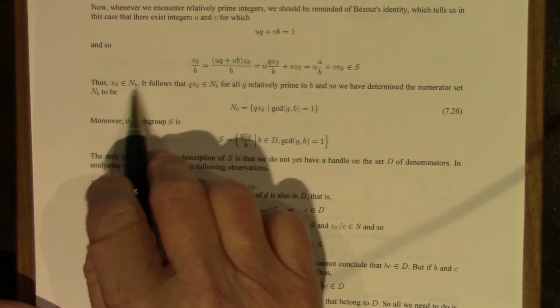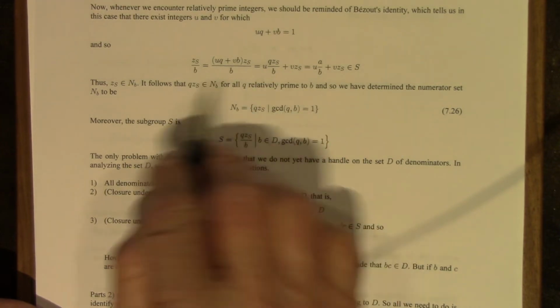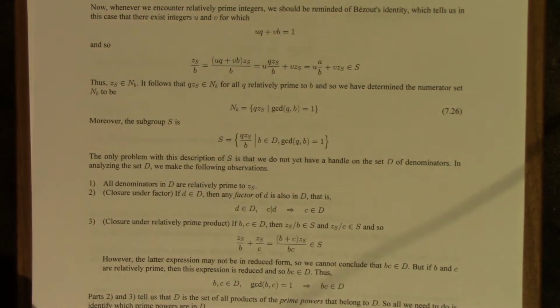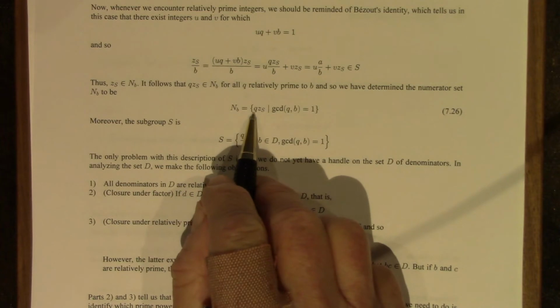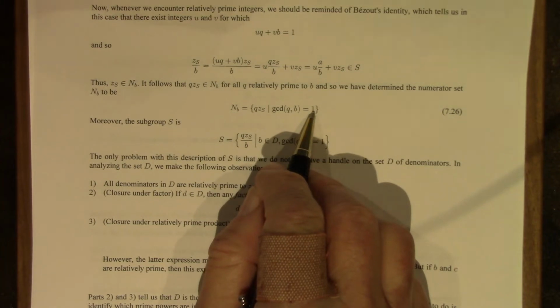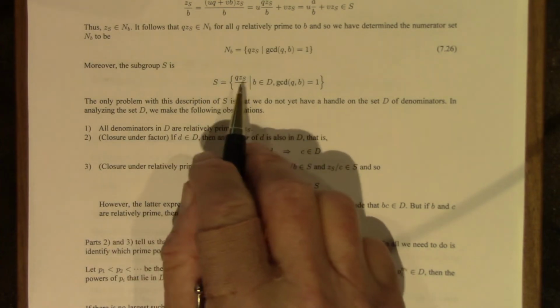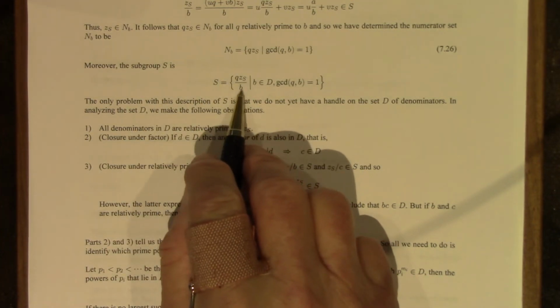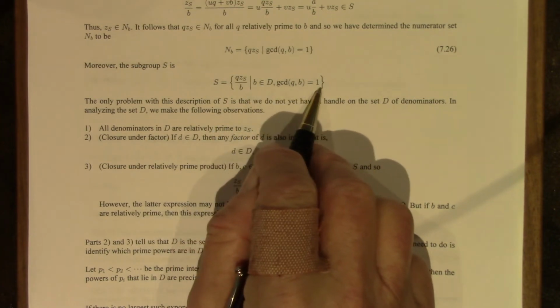But it follows from this that Q Z sub S is also a numerator for B, as long as Q is relatively prime to B, so we don't have any reduction. So Q Z sub S over B is already reduced. Well then, we have determined the numerator set for B. It is the set of all Q Z sub S where Q and B are relatively prime. And from that, we get a description of the subgroup S. It's the set of all Q Z sub S over B, where B is a denominator in S, and Q and B are relatively prime.